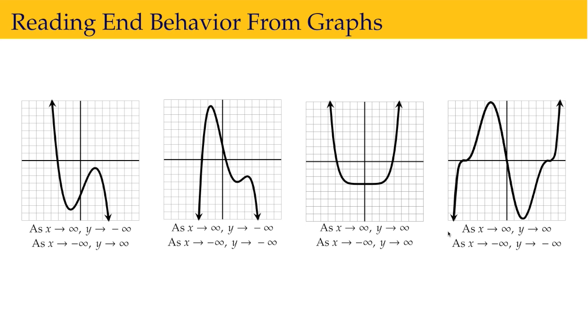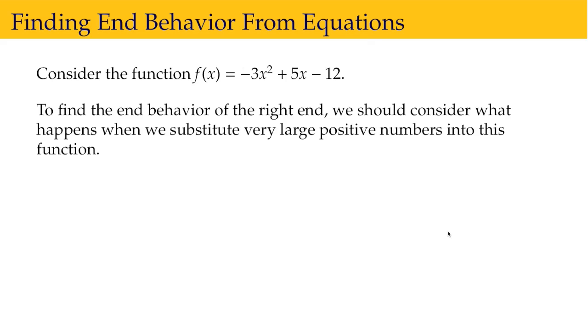We can also do this based on an equation. Let's start with a single example. I want to consider the function f of x equals negative 3x squared plus 5x minus 12. So this is a quadratic function, but a quadratic function is just a simple kind of polynomial. To find the end behavior of the right end, we need to consider what happens when we substitute very large positive numbers into this function.